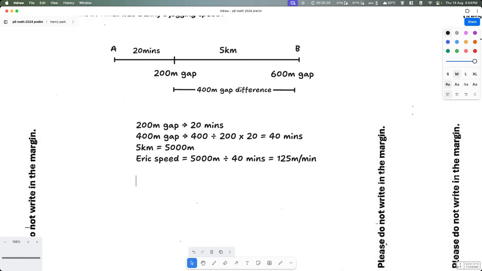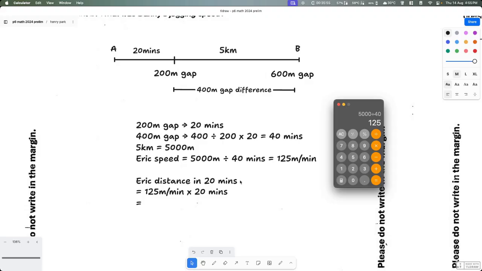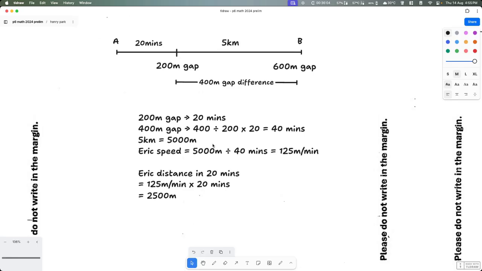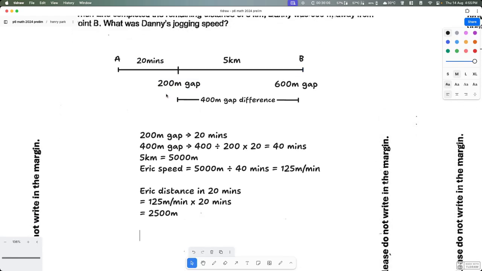Eric's distance in 20 minutes is equal to 125 meters per minute, speed times time, times 20 minutes. This will then give us 125 times 20, 2,500 meters. Okay, so from here, we know that we have a 200-meter gap.